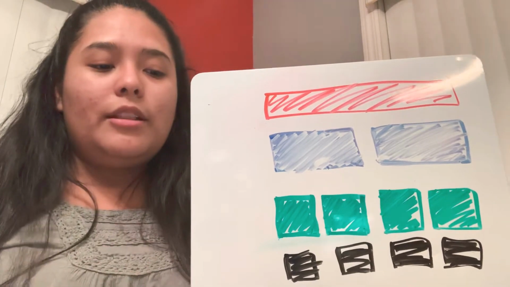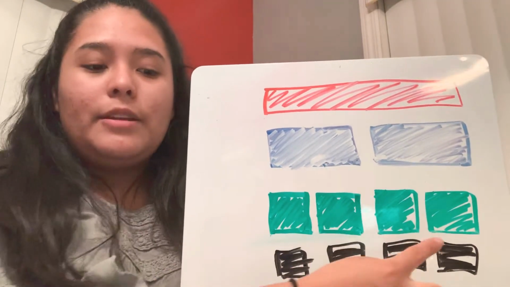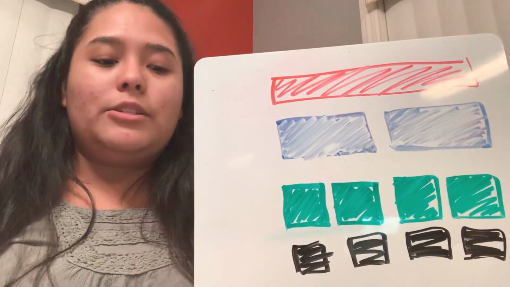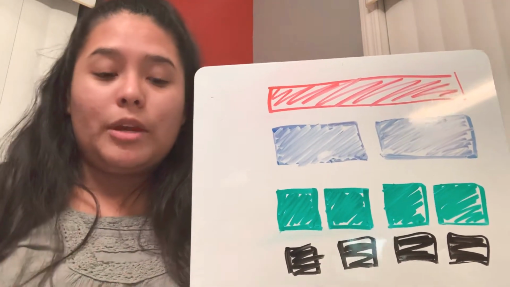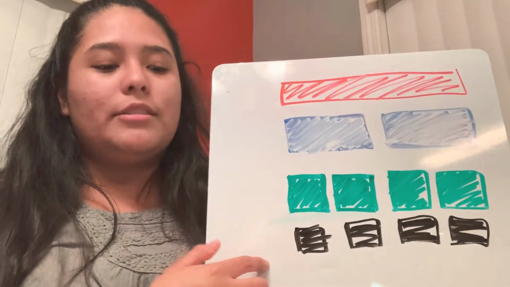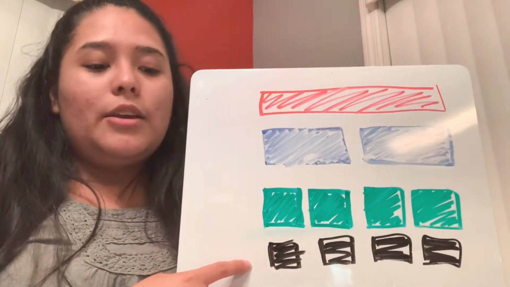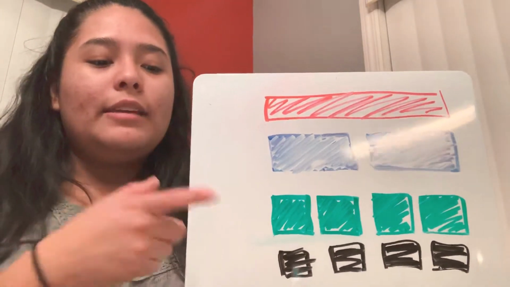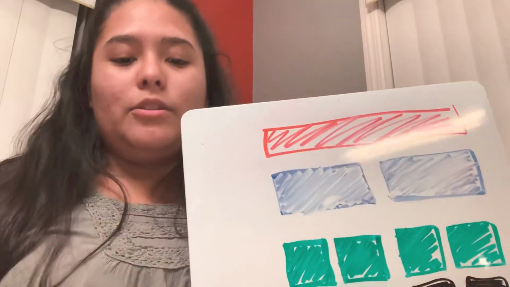And right underneath the cluster we'll have anchor standards. These anchor standards are basically skills that students must master in order to be college and career ready. Then right under the anchor standards, we have grade level standards, which are skills students must master by the end of the year.